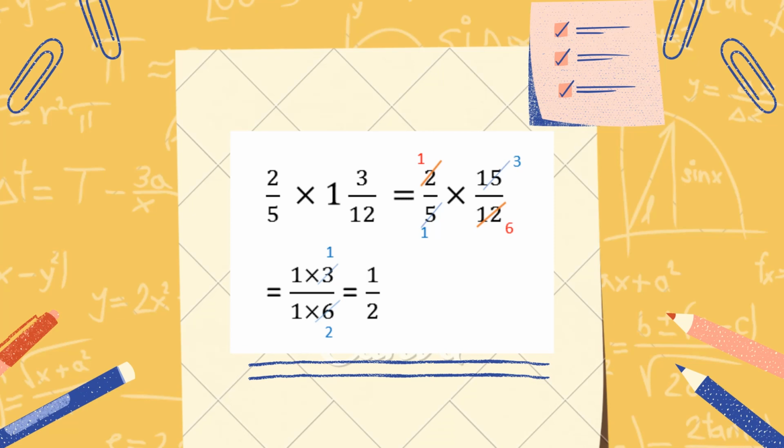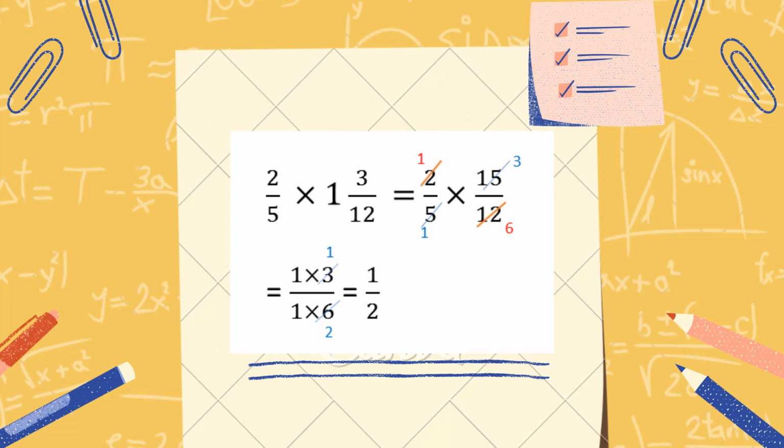So, 3 over 6 is, pwede pa siyang masimplify. So, 3 and 6, simplify siya, divide natin siya ng 3. So, 3 divided by 3 is 1, 6 divided by 3 is 2. So, 1 times 1 equals 1, and 1 times 2 is equal to 2.